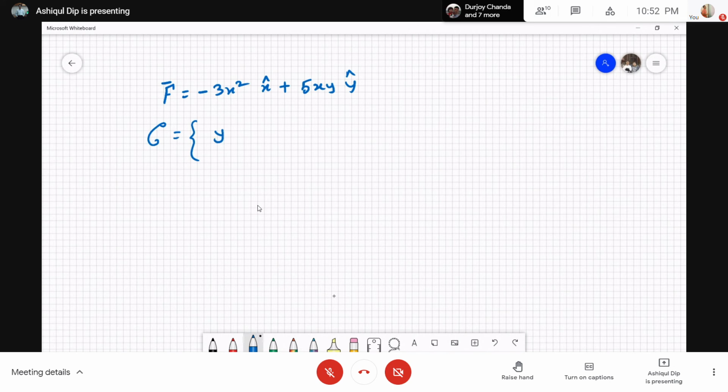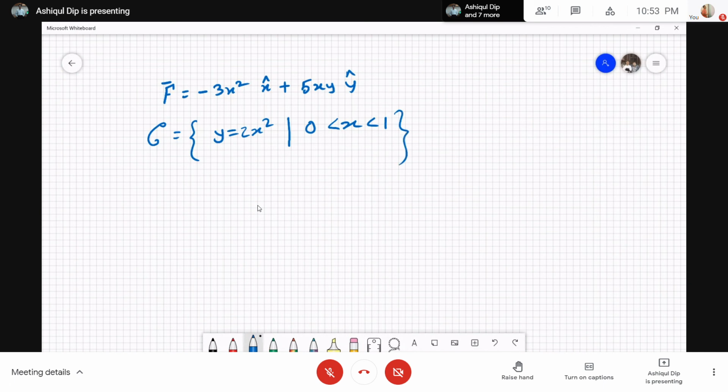Y equals twice x squared. Yeah. And the limit? The value of X is 0 to 1, and the value of Y is 0 to 2. Yeah, that you do not need to provide. That's enough.